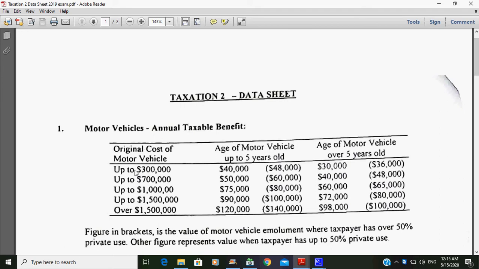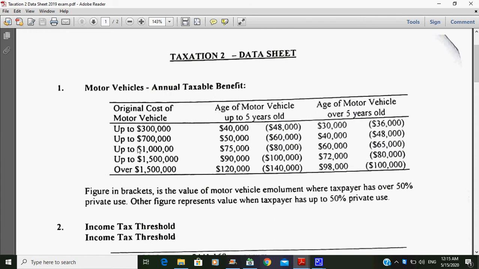These are the original cost of motor vehicle and annual tax benefit, which we would have explained to you some other time in class prior. And it says the figure in brackets is the value of the motor vehicle emolument where the taxpayer has over 50% private use. The other figure represents the value where the taxpayer has up to 50% private usage. These are the cost of the vehicles, and whether it is up to 5 years old or over 5 years old. Alright, those things were dealt with otherwise.